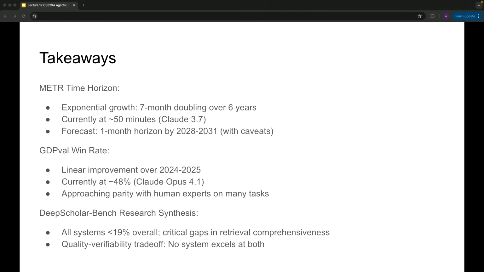And Deep Scholar Bench, the research synthesis task, kind of shows you that there's critical gaps when you have to go retrieve some set of context or look at a knowledge base, and generally the quality and the verifiability don't quite match up compared to what a human would be able to do.